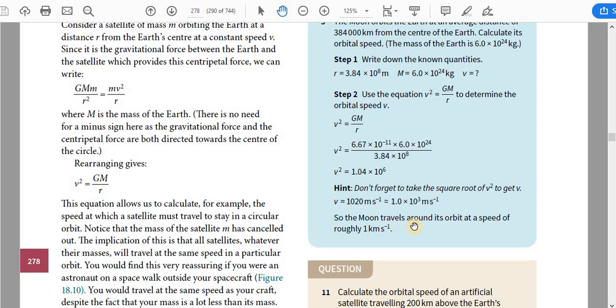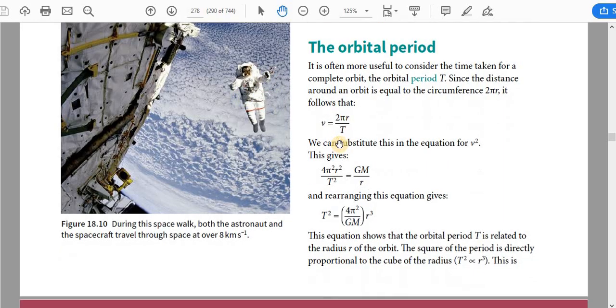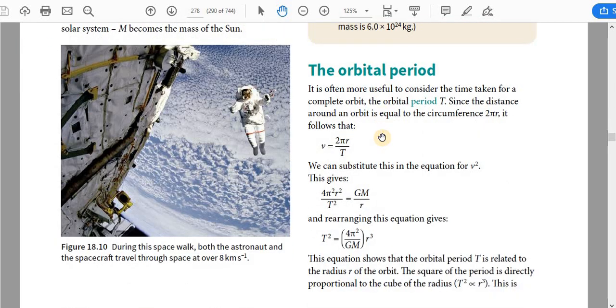So the moon travels around its orbit at a speed of roughly 1 kilometer per second. So it's a very high speed, but this is in a vacuum, no air resistance, so it can go at that speed. Even here you see 8 kilometers per second. It's moving so fast. Okay, then we have orbital speed. So make sure again you do these questions.